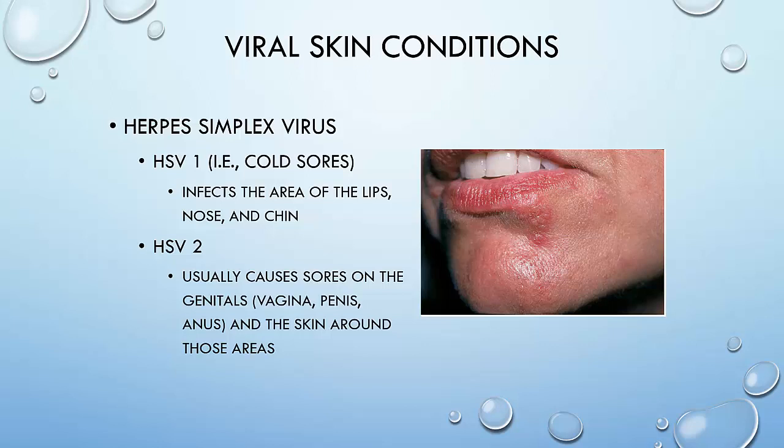Herpes simplex 1 causes about one-third of all new cases of genital herpes. It is transmitted most often through oral sex and is extremely contagious. Herpes simplex virus 2 usually causes sores in the genitals, the vagina, the penis, and the anus, and the skin around those areas. This causes two-thirds of all new genital herpes cases and 95% of recurrence of genital herpes. This is the most common sexually transmitted disease in the United States.